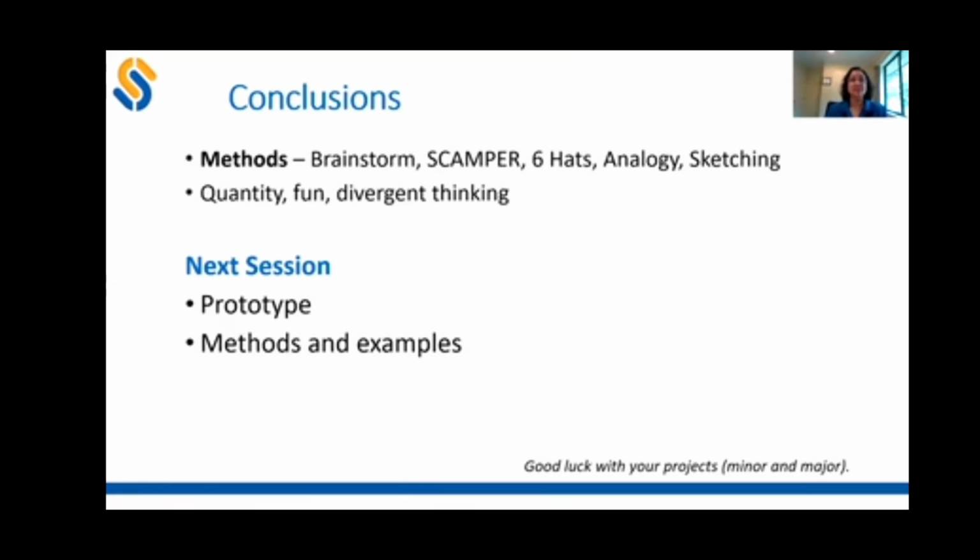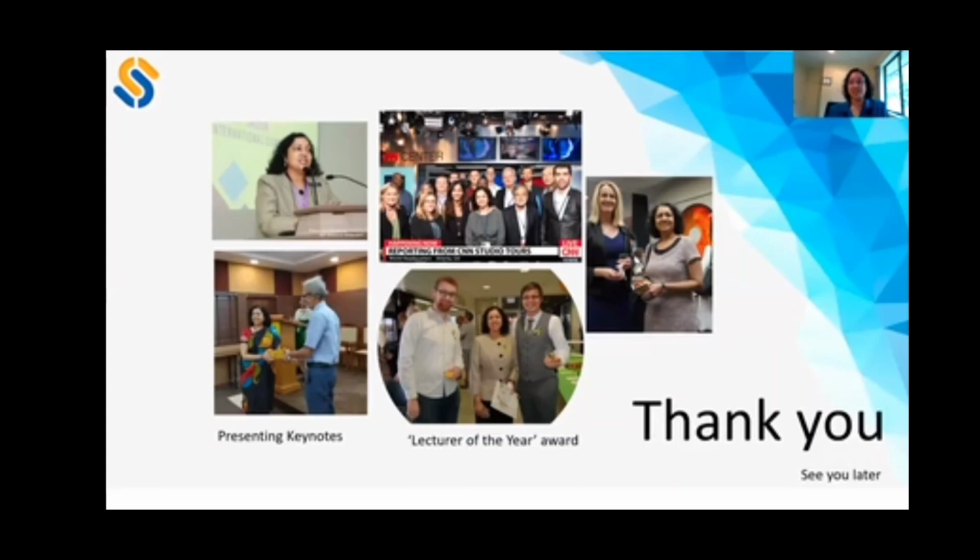And in conclusion, we learned about the ideate stage, which is really important to come up with the quantity of ideas. And later on, we look at the quality and select and screen down. But right now, just a whole range of ideas without thinking about the constraints or why it can't be made or whatever. And the methods we discussed are brainstorming, Scamper, six hats, analogy, and sketching. Next session, we'll go into the next stage, which is prototyping.